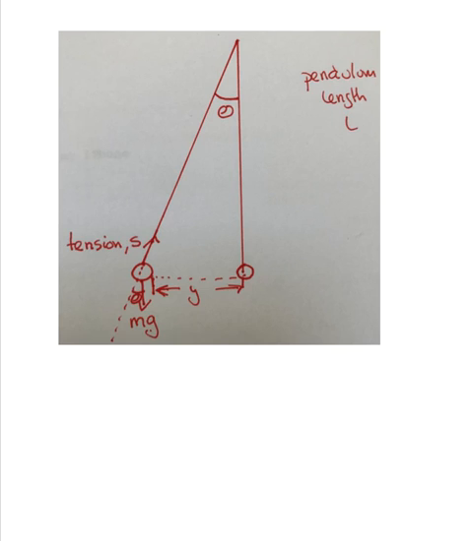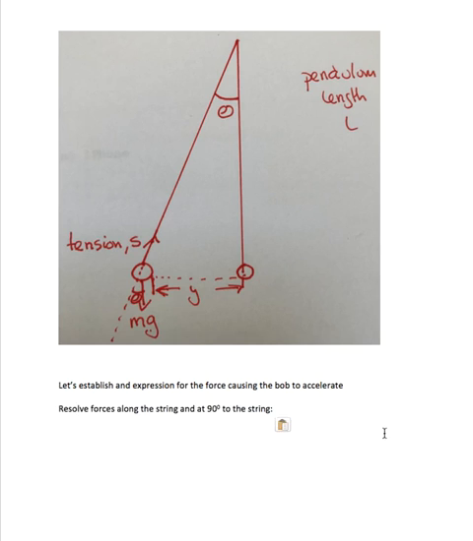So let's first get an expression for the force which is causing the bob to accelerate. And what we're going to do is to resolve our forces, of which there are only two, the tension and the weight. We're going to resolve those along the string and at right angles to the string. We could resolve horizontally and vertically. I'm choosing to resolve parallel to the string and perpendicular to it. So let's resolve our forces in those directions and see what comes of that.